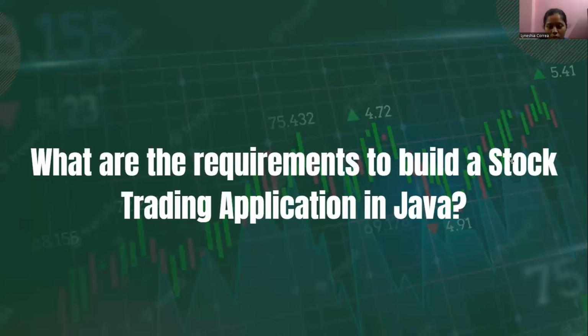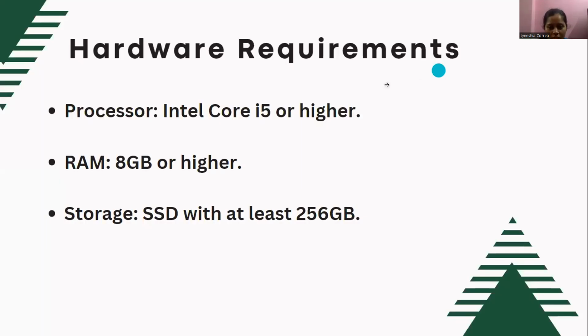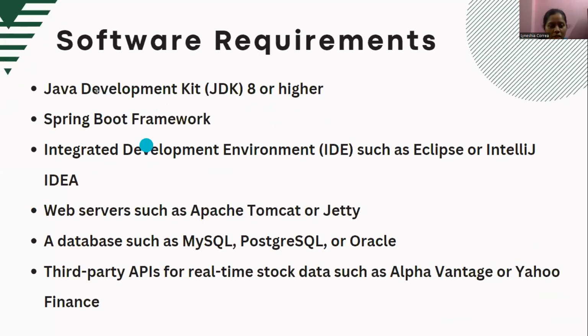Next is, what are the requirements to build a stock trading application in Java? So hardware requirements. For building a professional stock trading application, you need hardware with a processor of Intel Core i5 or higher, RAM 8 GB or higher, storage SSD with at least 256 GB. Software requirements, you need a Java Development Kit JDK 8 or higher.